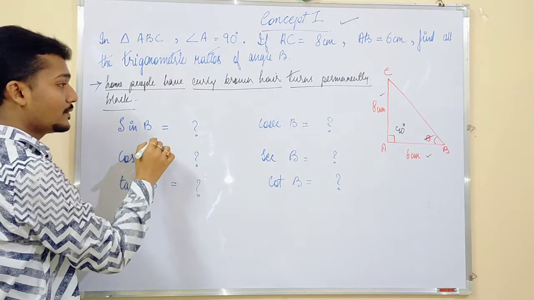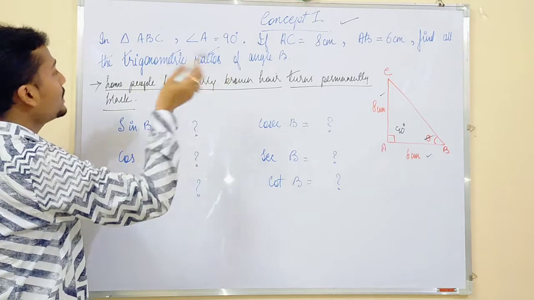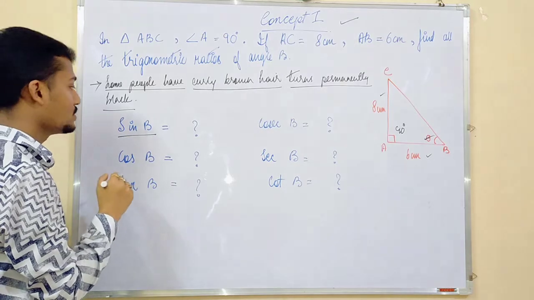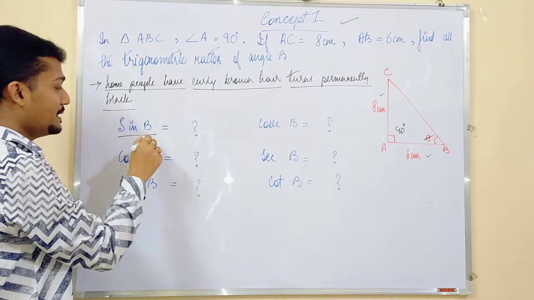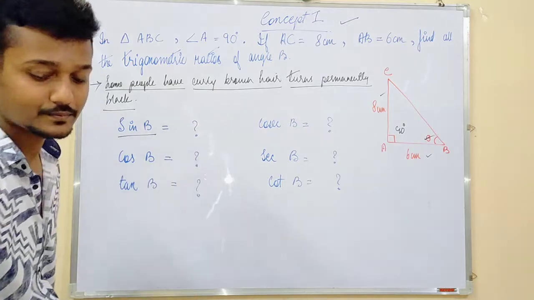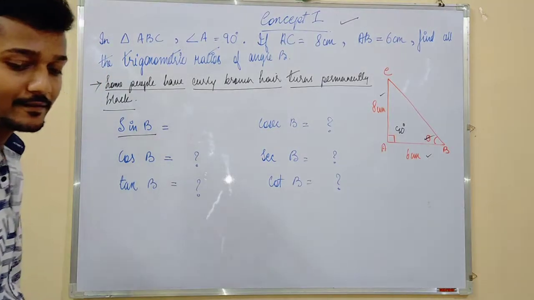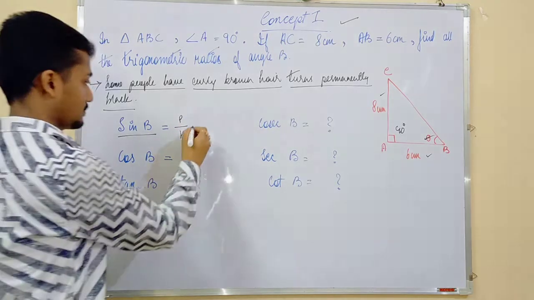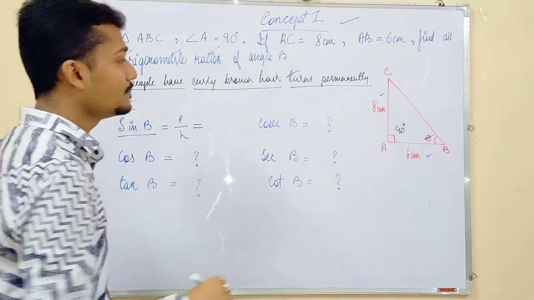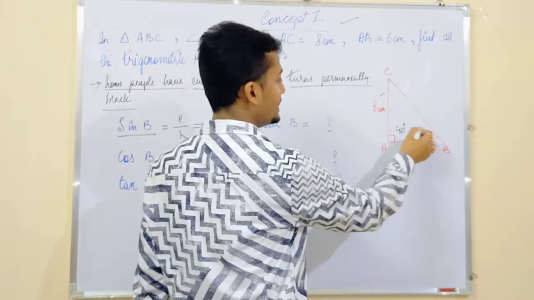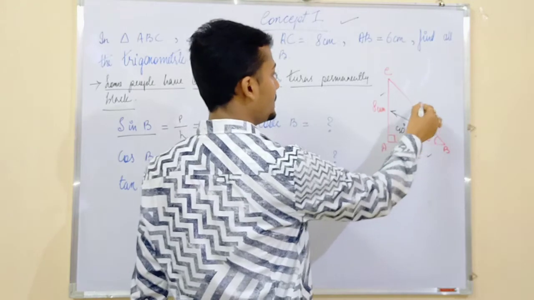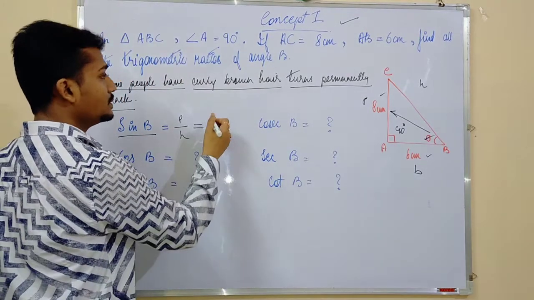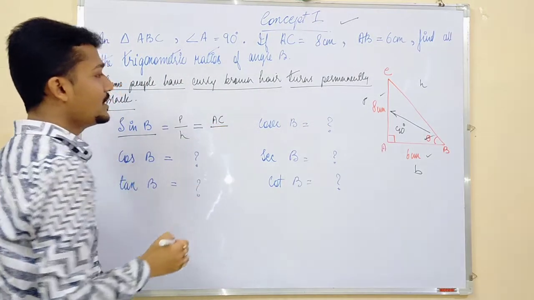That means sin B we have to find out. Here it was written: find all the trigonometric ratios of angle B. That means related to B I have to find all the trigonometric ratios, isn't it? Sin B is equal to what? Some people have, that means P by H. So what is P? If this is theta, then this will be P, and this will be H. So it will be AC by H, which is equal to what?